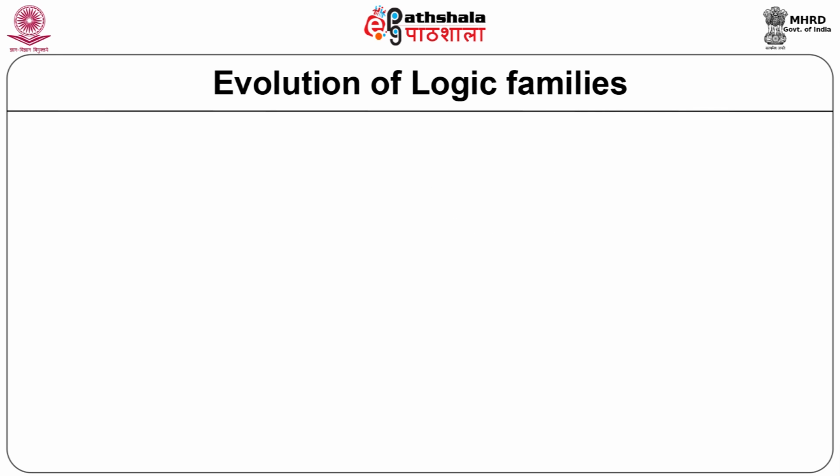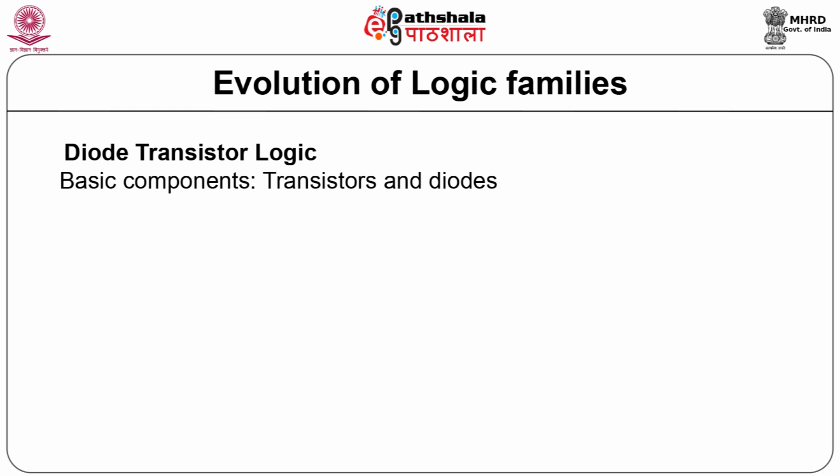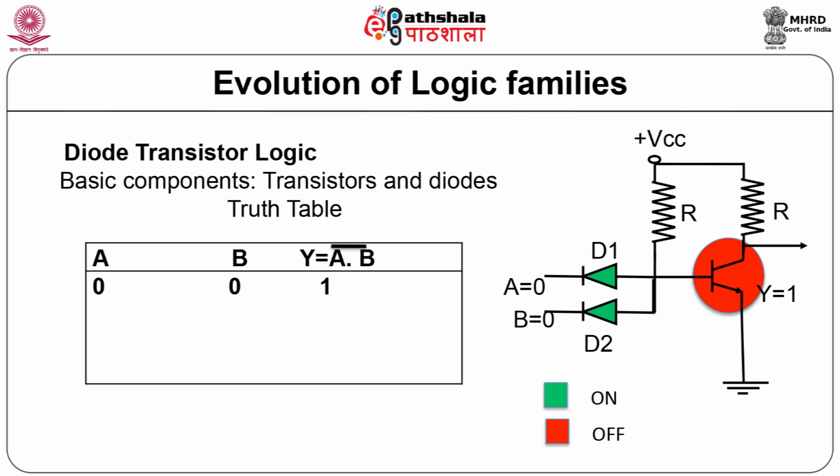Let us see the evolution of logic families. Consider the basic logic circuit, which is diode transistor logic. Basic components used in this logic circuit are diodes and transistors. Consider the basic NAND gate using diode transistor logic. You can see here two diodes and one transistor and some resistors.